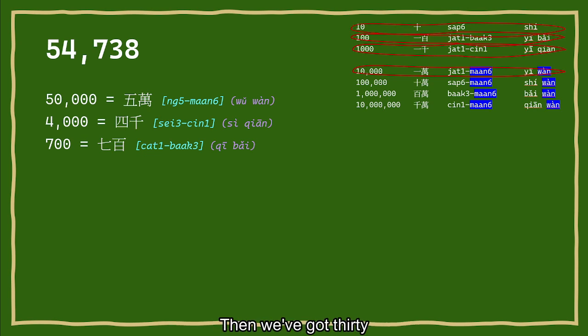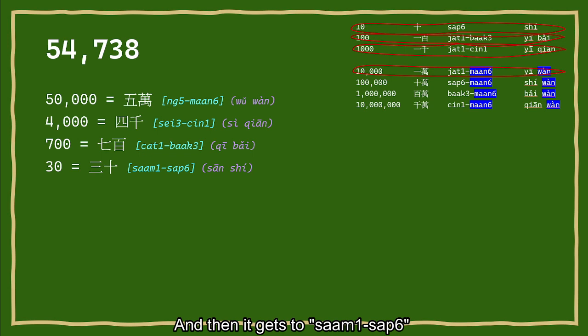Then we've got 30. Remember for sub, it just means 10, right? And then you will need the 3 to make it 30. And then finally we have 8, which is a constant. It's just ba in Mandarin.